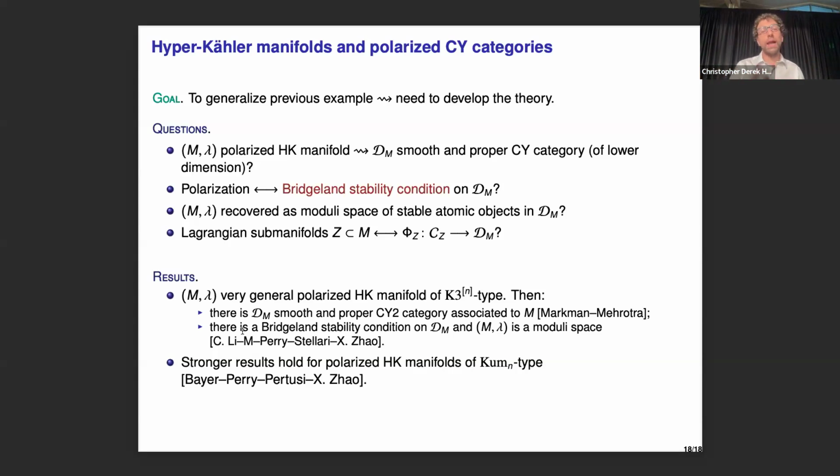And if you saw Laura's talk on the second day, she talked about the case of Kummer type, where actually you have stronger results. Okay, I'm sorry, I just rushed the last part. I think I'm done. So thank you very much.